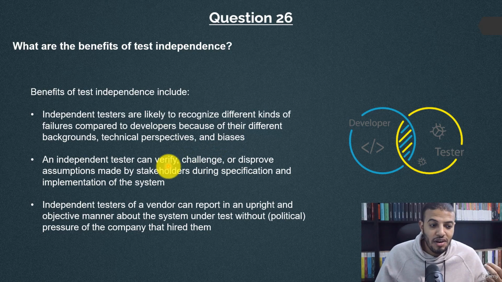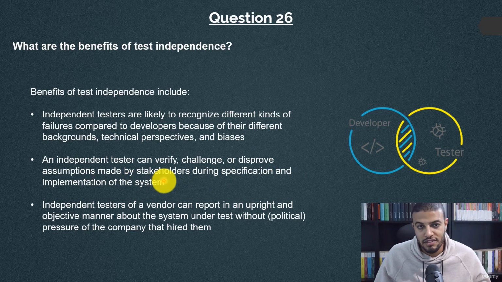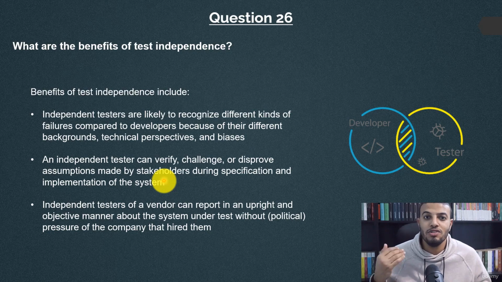Also, the tester can verify, challenge, or disprove the assumptions made by stakeholders during specification and implementation of the system. So for example, we wrote our user requirements or our product backlog, and we are assuming that this backlog or these requirements are clear, okay? It is understandable. It has all the required fields and all the required functionalities in the software. So this is an assumption that we have made. The tester will verify this assumption or he will challenge this assumption.